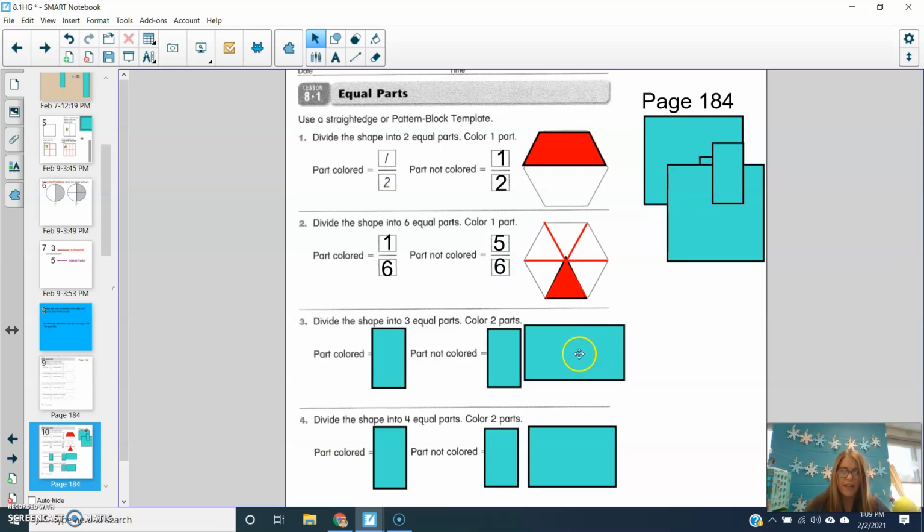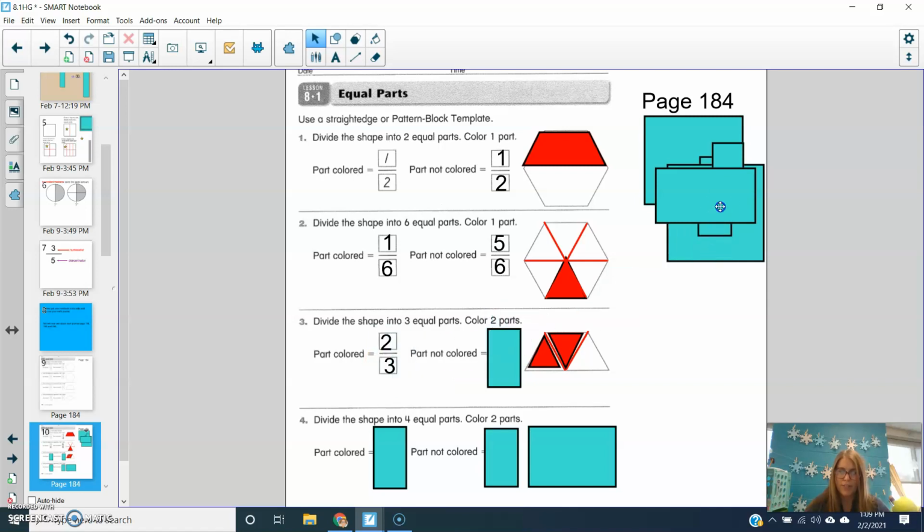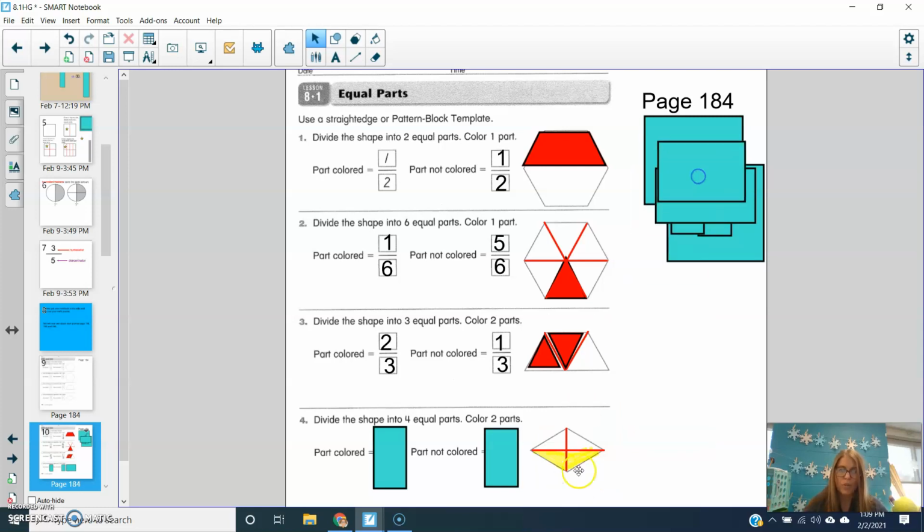For number 3, I divided the shape into 3 equal parts and I colored 2 of the parts. So the parts that are colored would be 2 out of 3, or 2/3, and the parts that are not colored would be 1/3.